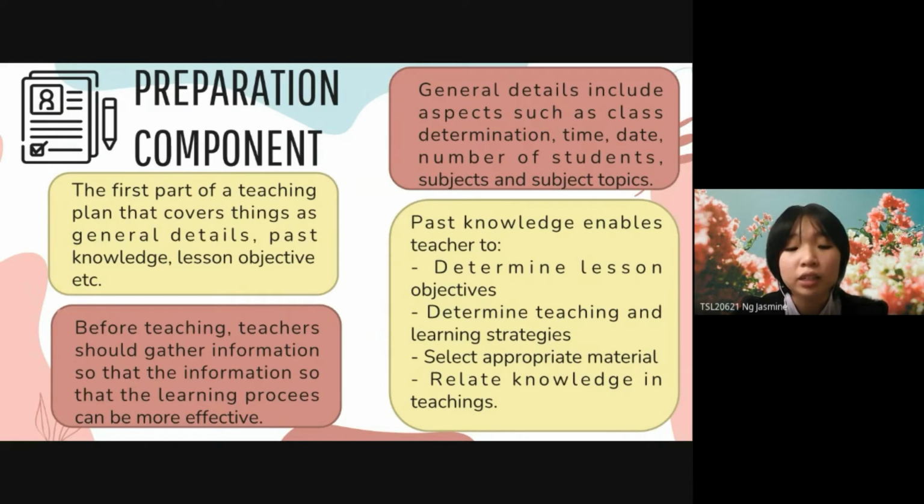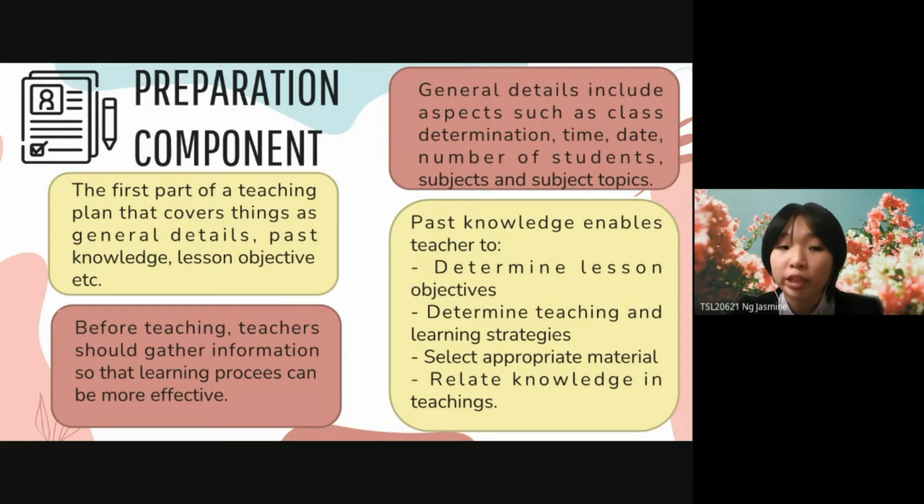Alright, this is a detailed part for the preparation component. The first part of a teaching plan covers things such as general details, past knowledge, lesson objectives, and many more. Before teaching, teachers should gather information so that the learning process can be more effective for the students. General details include aspects such as class determination, time, date, number of students, subjects, and subject topics. And past knowledge enables teachers to determine lesson objectives, teaching and learning strategies, select appropriate material, and relate the knowledge in their teachings.